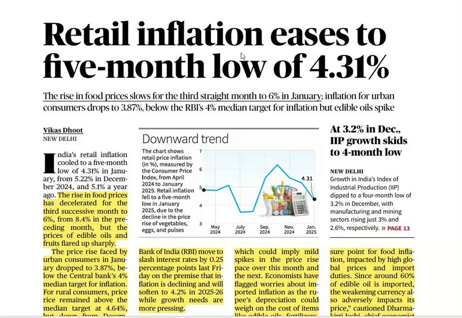So this is your first topic. Retail inflation eases to 5-month low of 4.31%. The rise in food prices slowed for the third straight month to 6% in January. Inflation for urban consumers dropped to 3.87%, below the RBI's median target for inflation, but it will always spike.